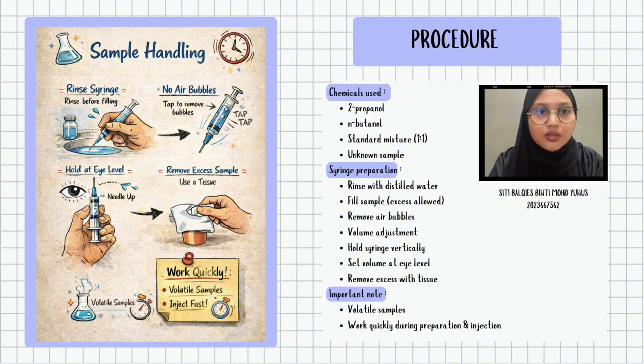If air bubbles are observed, the syringe is gently tapped to remove them. Next, the syringe is held vertically with the needle facing upward. The plunger is pushed slowly until the required volume is obtained at eye level. Any excess sample is removed using a tissue. Since the samples used are volatile, the preparation and injection of the sample must be carried out as quickly as possible.